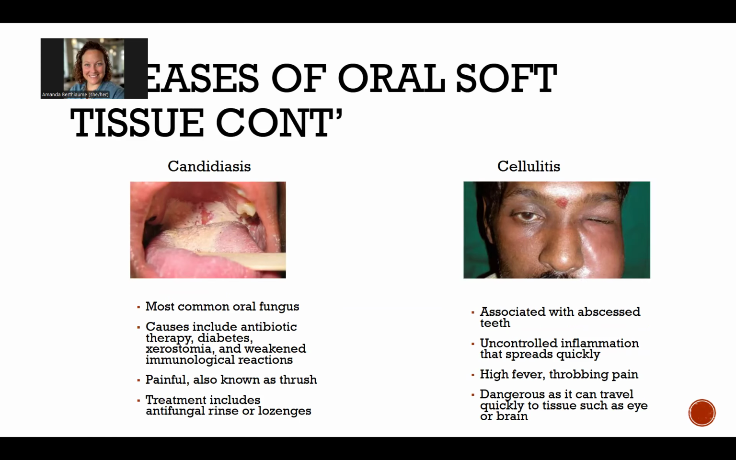Cellulitis: somebody comes in and their face is swollen, or the tooth infection is so bad that part of their face is swollen. This is an immediate referral to the emergency room for IV antibiotics. This is usually a severe abscess and it's uncontrolled. They're going to have a fever and throbbing pain. They need to get to the emergency room right away for this.